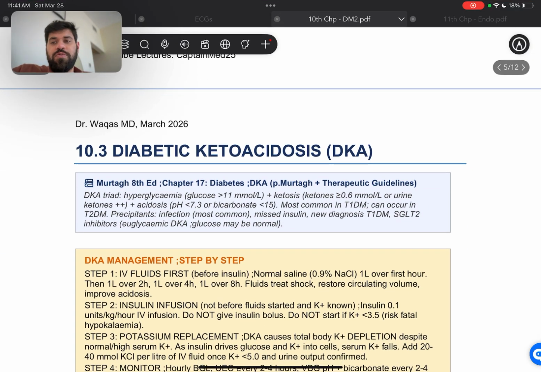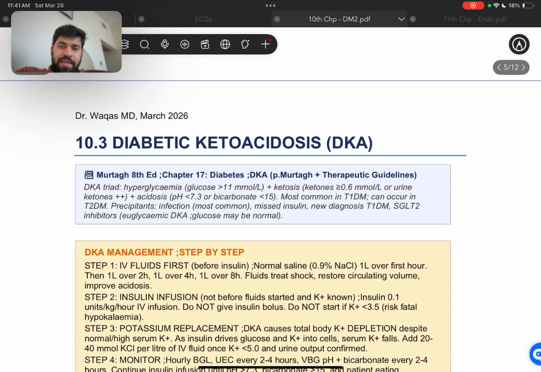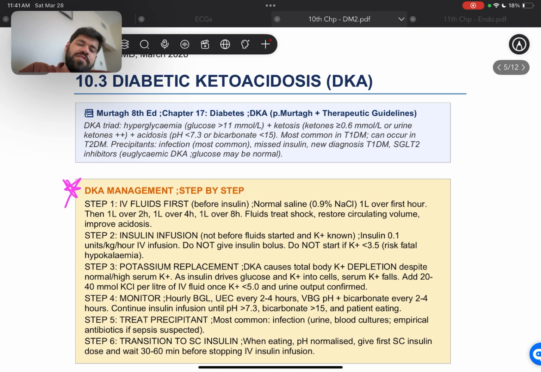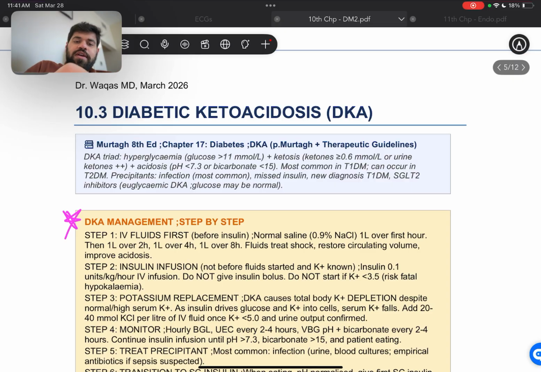All right, now moving on to one of the most important topics, DKA. We've seen a lot of questions about this, especially for the step-by-step management of these patients. The DKA triad is hyperglycemia, where blood glucose level is more than 11 millimole per liter, plus ketosis, with ketones more than or equal to 0.6 millimole per liter or urine ketones double positive, plus acidosis, because it's ketoacidosis, so pH less than 7.3 or bicarbonate less than 15. It is most common in type 1 and can occur in type 2 as well.